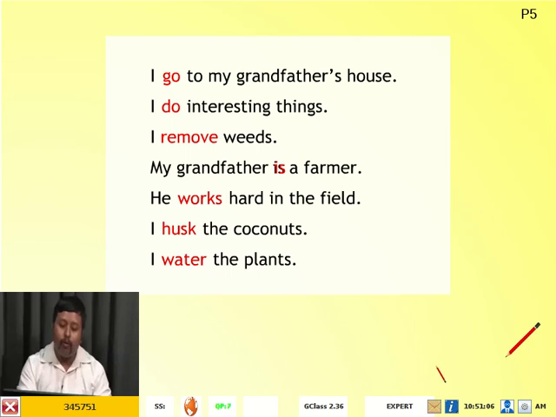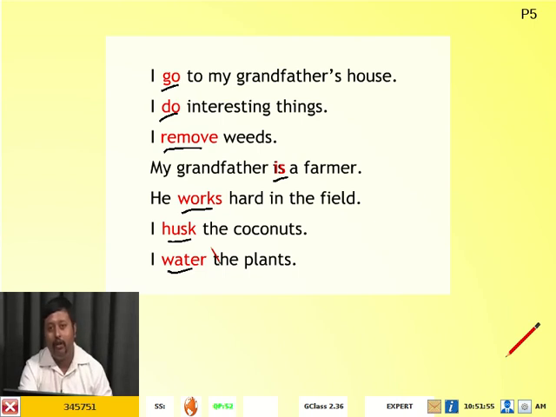Okay, so you know what is happening here? As I have already said, this is present tense. So what we do in present tense? We give information about day-to-day activities. We give information about universal truths, and we give information about something that is fixed or something like that. Okay. So the first one is I go to my grandfather's house. So which one is your verb here? It's go, right? Then second line, it's I do interesting things. Remove, is, works, husk, and water. These are our verbs.